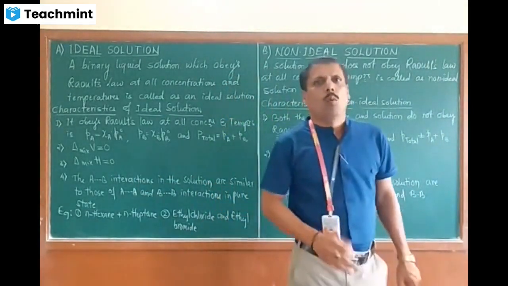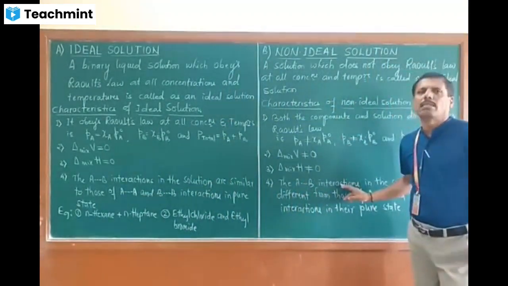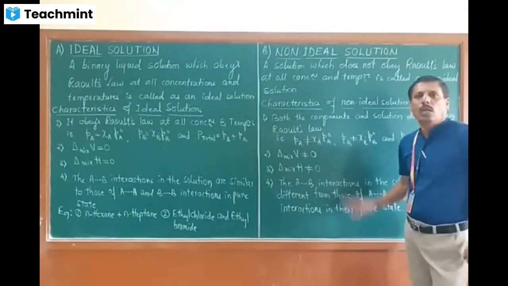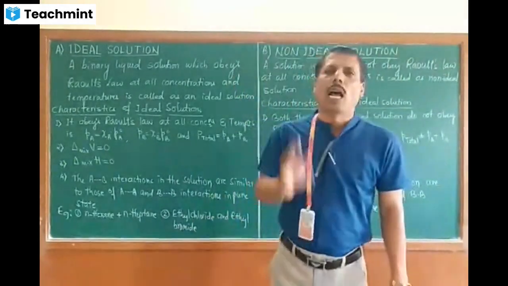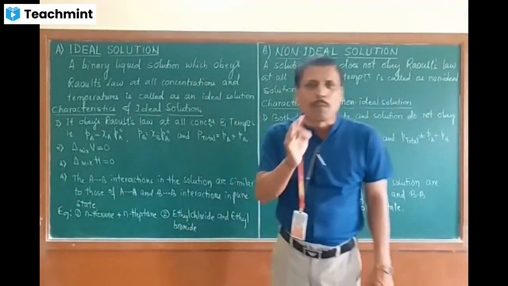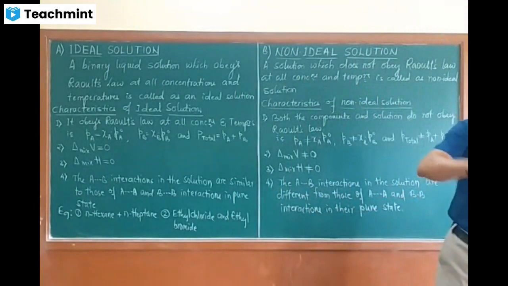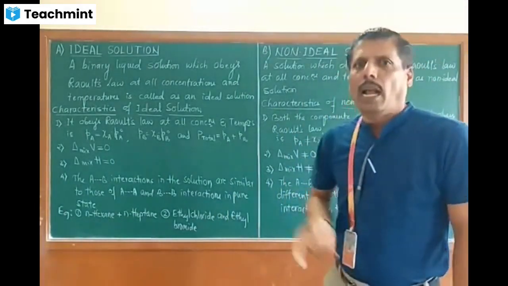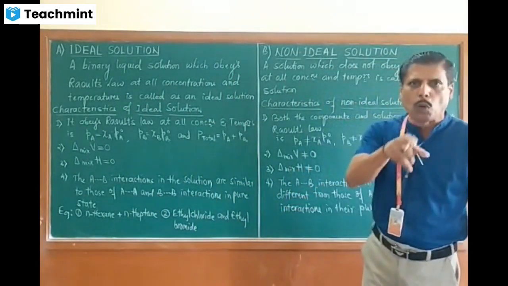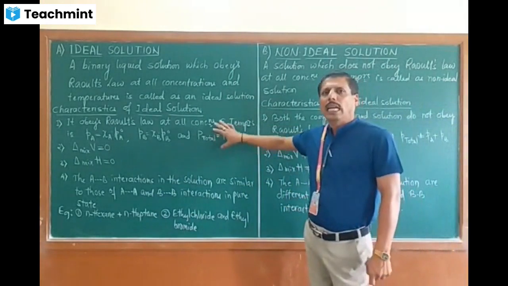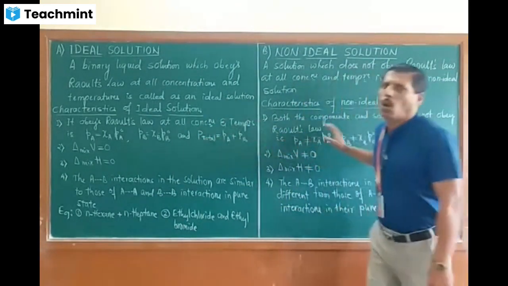Similarly, for the characteristics of non-ideal solution, you are going to write only 3 out of these 4. And sometimes they will ask to write any 3 differences between ideal and non-ideal solution. Then what you are supposed to do is write a tabular column and make the difference between ideal solution and non-ideal solution.